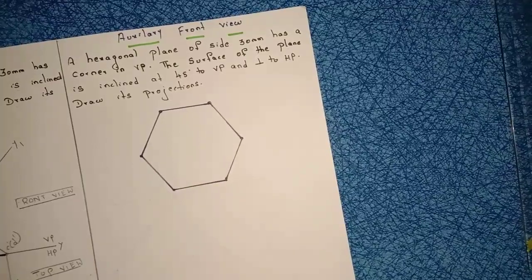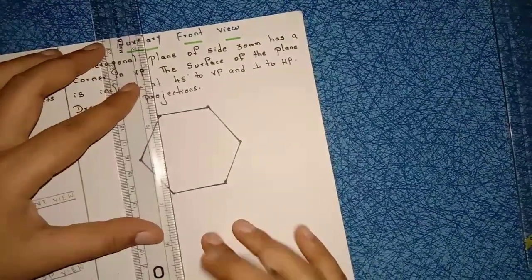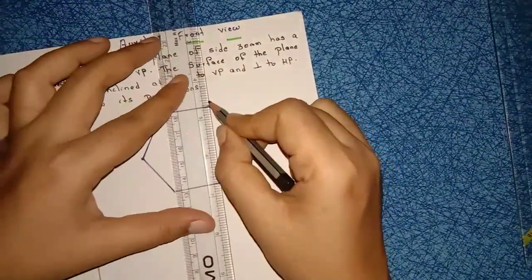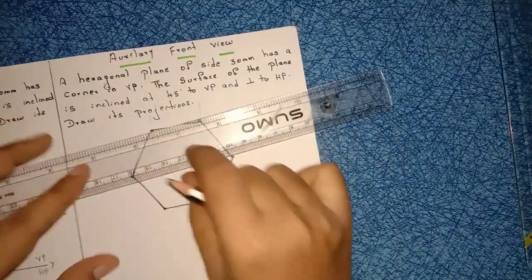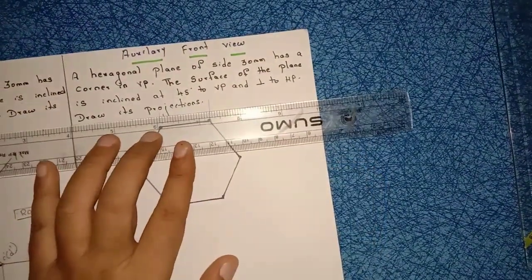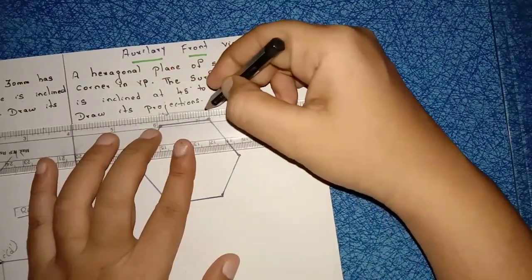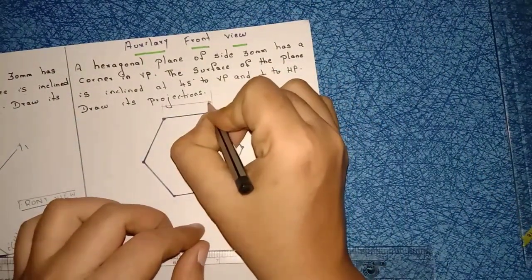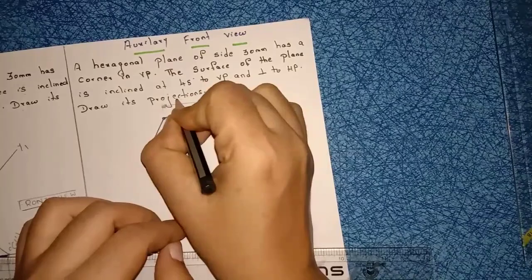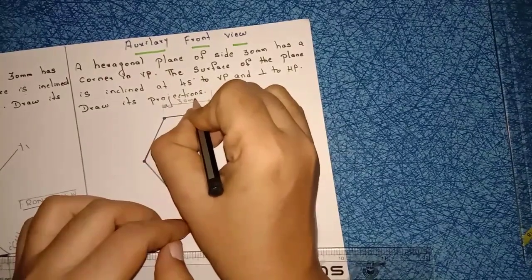Okay, I have already constructed this hexagon. The length of the hexagon is 30. You know how to construct the hexagon. The angle for a hexagon is 120 degrees. The condition is the corner is on VP. Construct the hexagon; here the length is 30 mm.